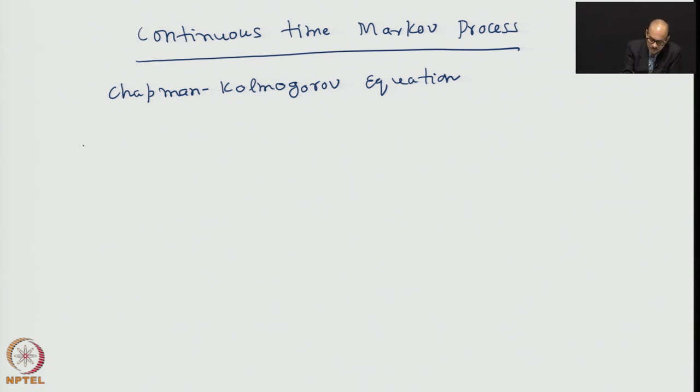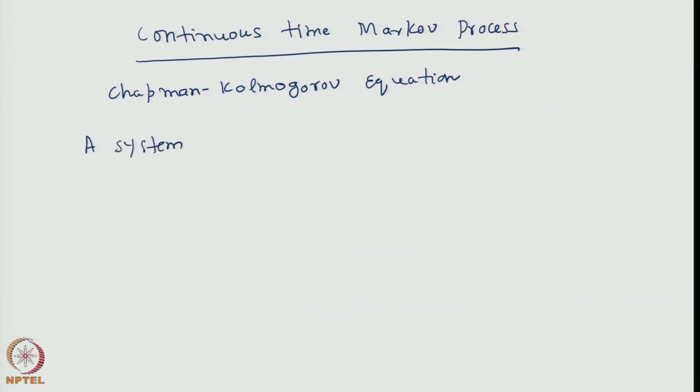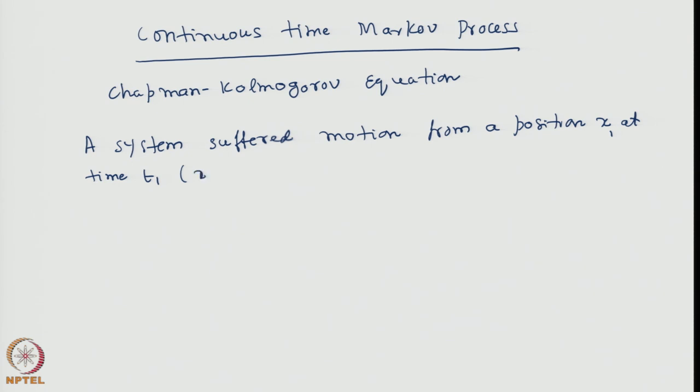let us say that a system suffered motion, transition or motion, from a position x1 at time t1, which is denoted often by a pair x1 t1, to a position x2 at time t2 and then to x3 at time t3.